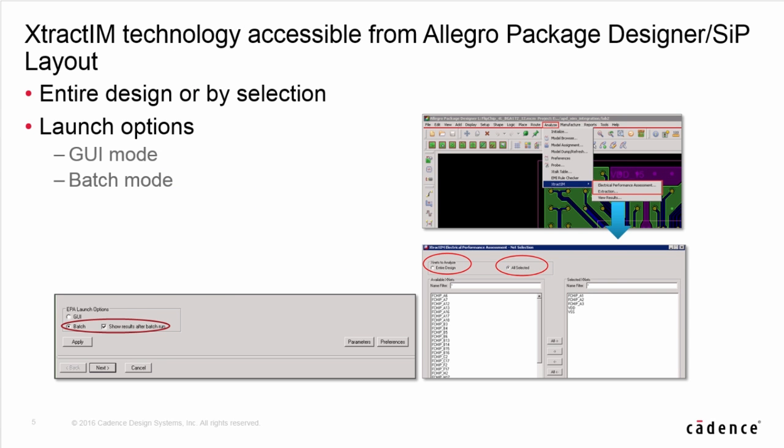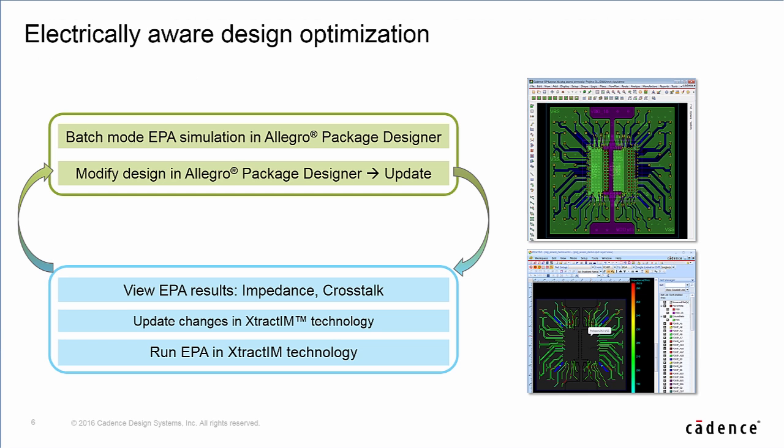In this integration flow, the layout designer can access XtractIM either in GUI or batch mode. In the early design stage, the designer can select only critical nets to perform EPA analysis for best performance. In the final design stage, the designer can run the whole package design EPA analysis. Accessing Sigrity XtractIM from APD empowers the layout designer with an efficient way to design better packages in a shorter time.